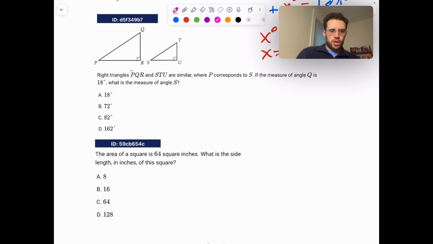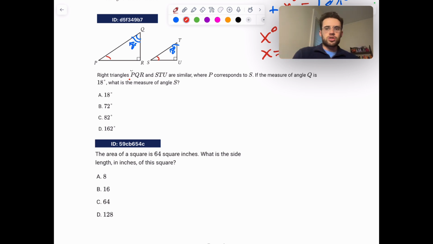All right. Right triangles PQR and STU are similar, where P corresponds to S. So P is the same as S, and that means Q is going to be the same as T for the angles. If the measure of angle Q is 18 degrees, so 18 degrees up here, that means that T will also be 18 degrees. What is the measure of angle S?